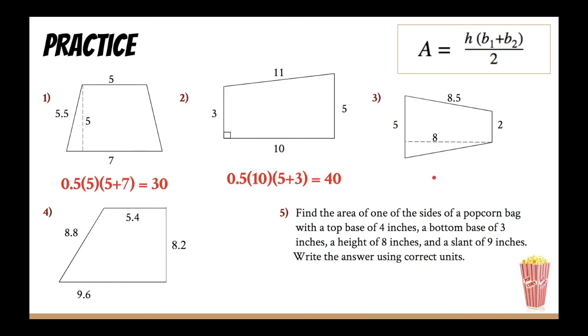Question 3. The answer will be revealed in 3, 2, 1. 2 plus 5 is 7. 7 times 8 is 56, and 56 multiplied by 0.5 is equal to 28.